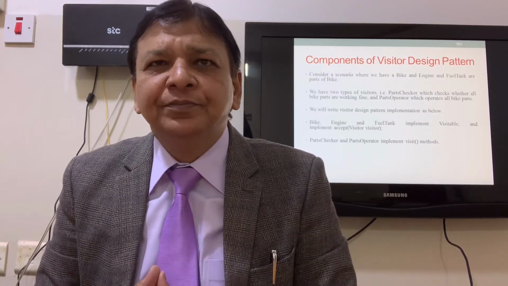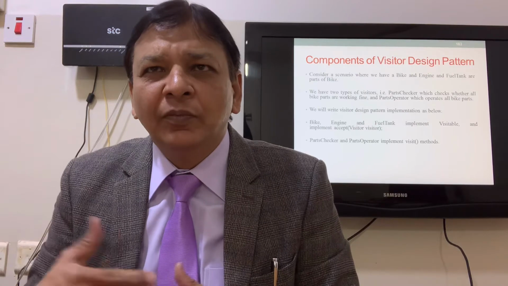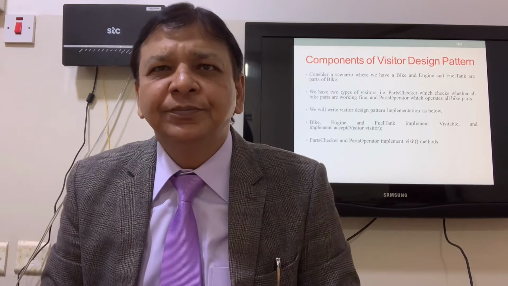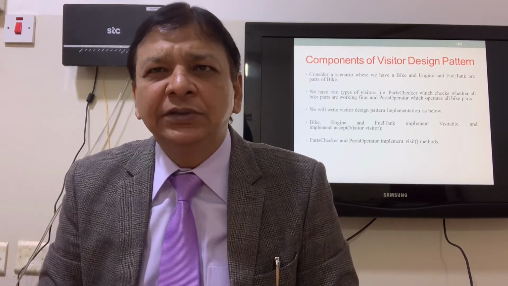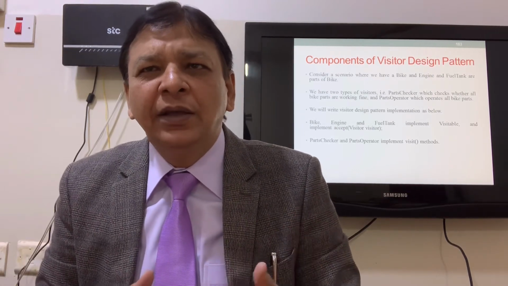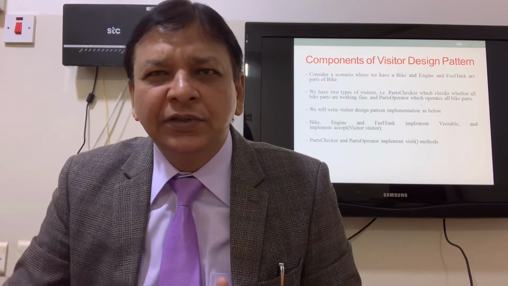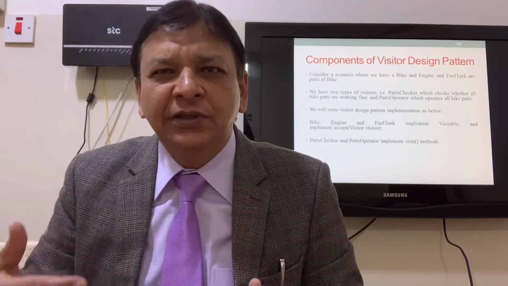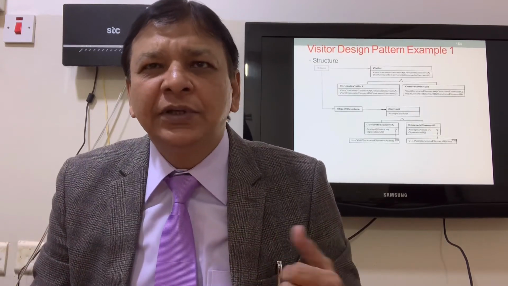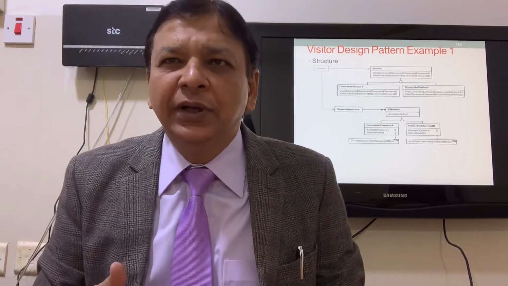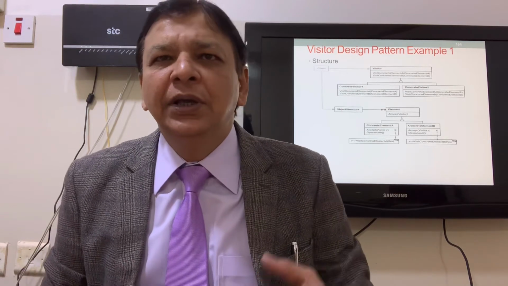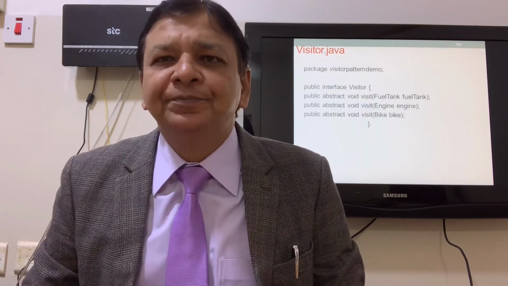First example: consider a scenario of a bike or vehicle which has the engine and fuel tank as parts, and we have two types of visitors, parts checker and parts operator. Then we have bike, engine and fuel tank, which implement visitable and implement accept visitor. Parts checker and parts operator implement visit methods. This is the UML of the visitor pattern. We have the visitor, concrete visitor 1, concrete visitor 2. We have the element, the visitable, concrete element A, concrete element B. We have the object and we have the client.